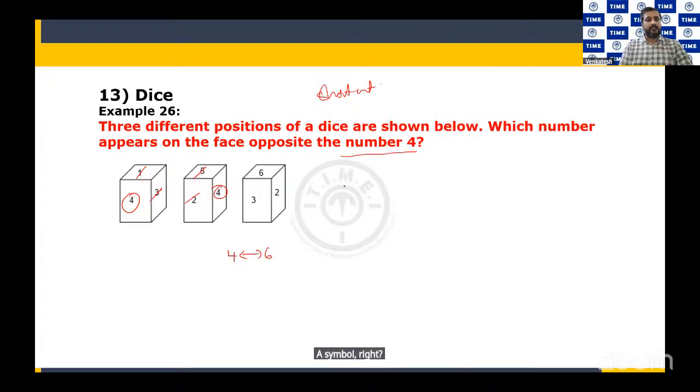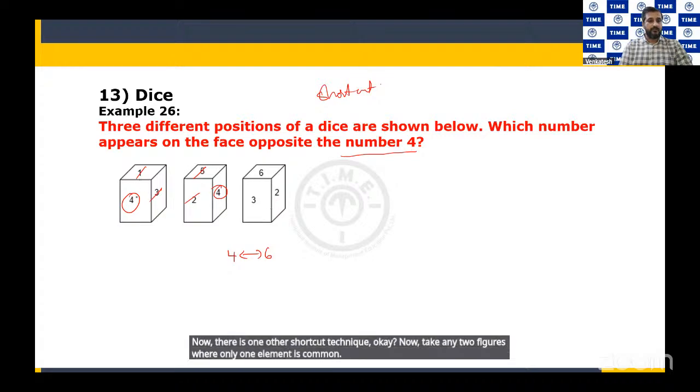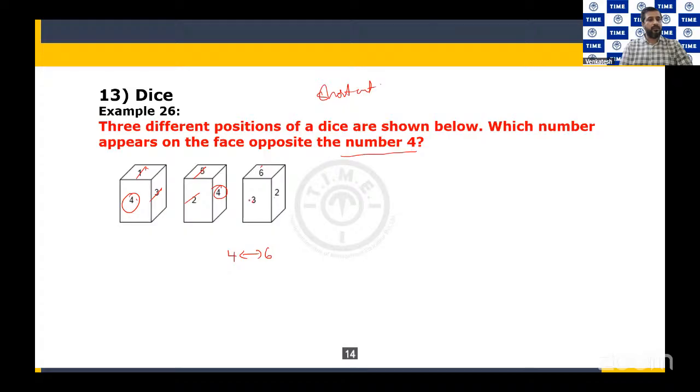Now there is one other shortcut technique. Take any two figures where only one element is common. 143, 632. All the elements are different. Okay. 3 is common. Only 3 is common. Start from the 3 and write the elements in the clockwise direction. These are dice 1, dice 2, dice 3.